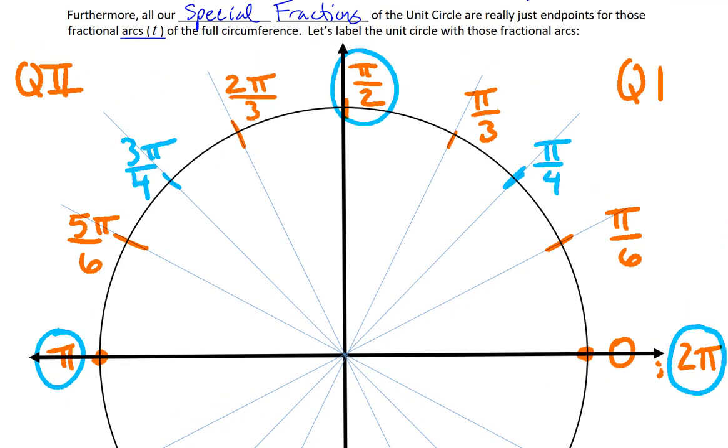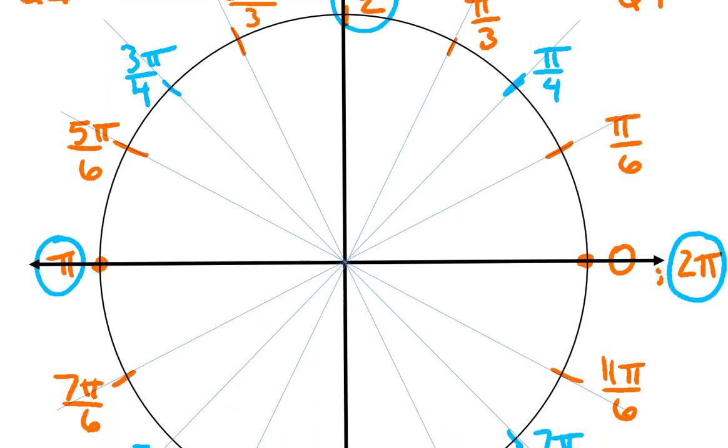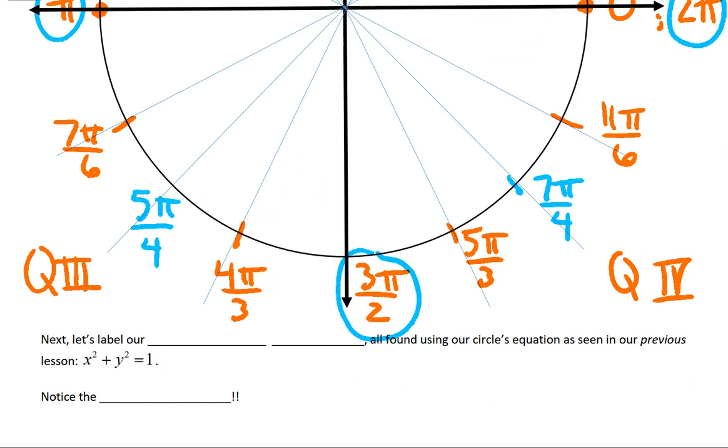Okay, so that's how we're going to use this unit circle, but with fractions of the full circumference in terms of pi. All right, next, after getting all that in there, there's more, okay? Next, let's label what we're going to call our terminal points.